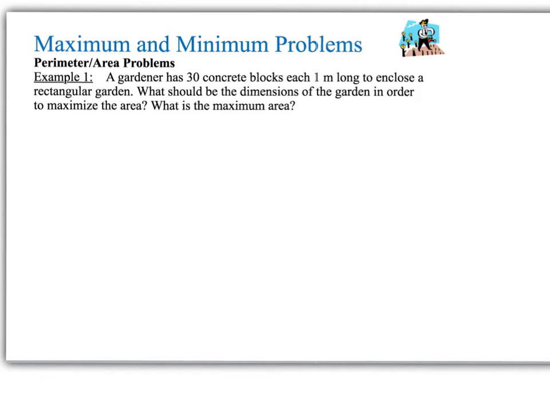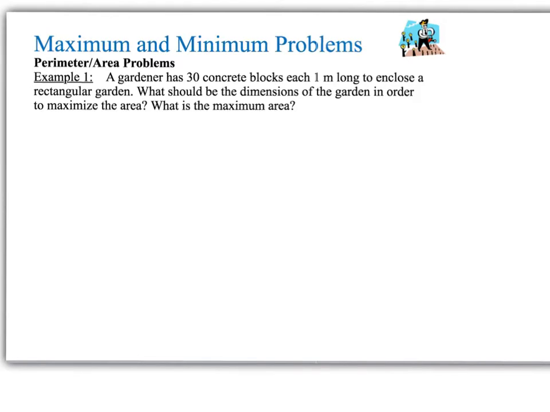Today we're looking at maximum and minimum problems, specifically perimeter and area problems. In these questions, there will not be given an equation, so you will have to develop the equation based off the information given, and the equation will involve the area formula and the perimeter formula. Read through the problem, understand the problem, and draw a sketch with the given dimensions.